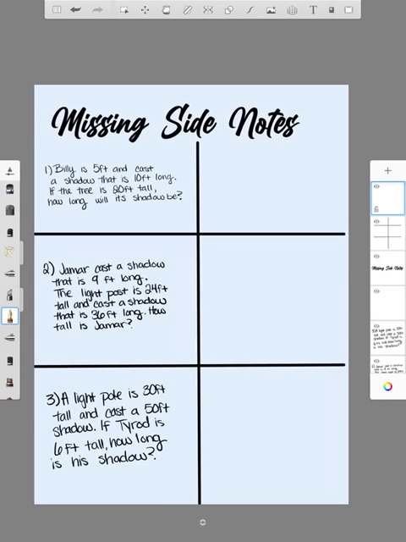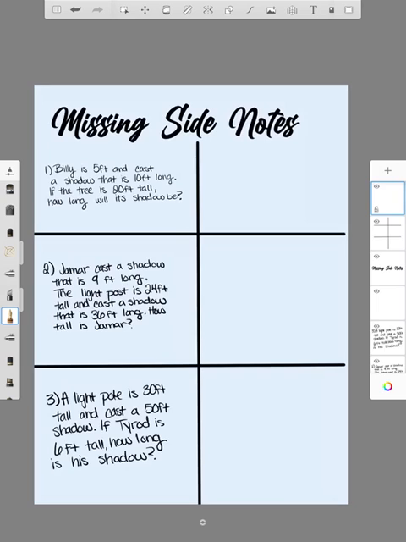So we're going to start off with our first question. It says Billy is 5 feet and casts a shadow that is 10 feet long. If the tree is 20 feet tall, how long will its shadow be? So we're assuming on all these questions that Billy and the tree are similar. They're going at the same rate.